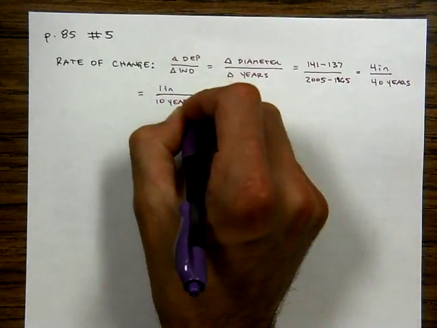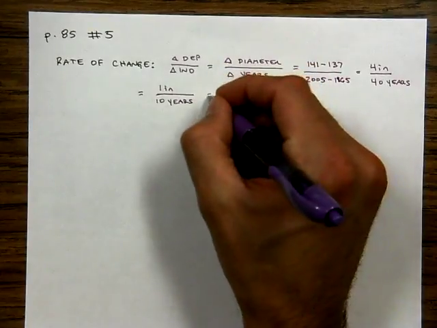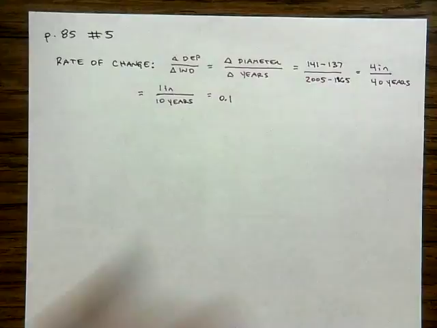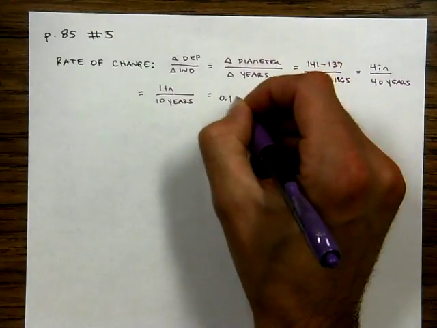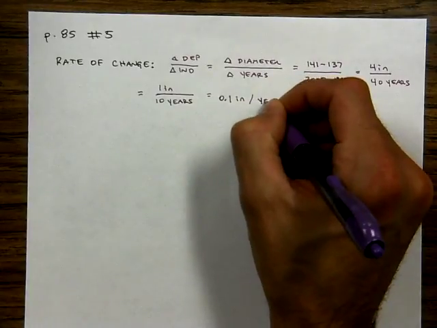Now generally, when we say a rate of change, we don't really say, well, how much did it grow in 10 years? Generally what we'll say is, well, how much did it grow in 1 year? So if I just say 1 over 10, well, 1 over 10 is really 0.1. So I would say 0.1 inches, or 1/10 of an inch, every year.